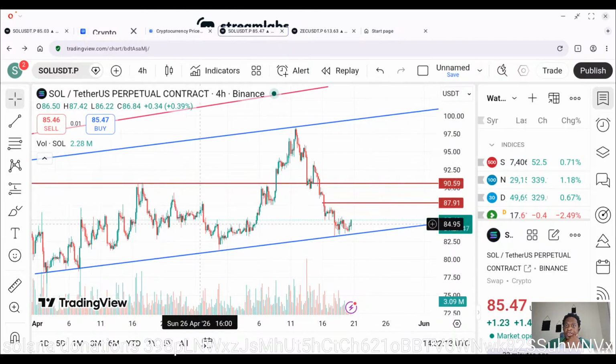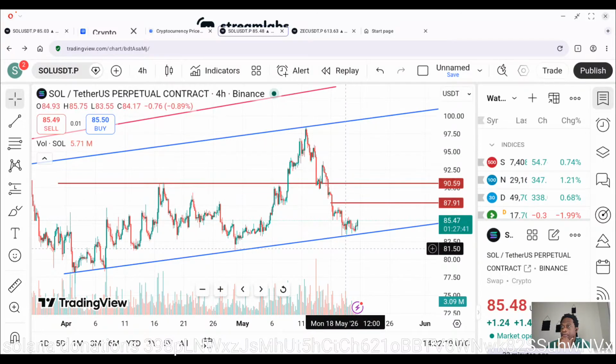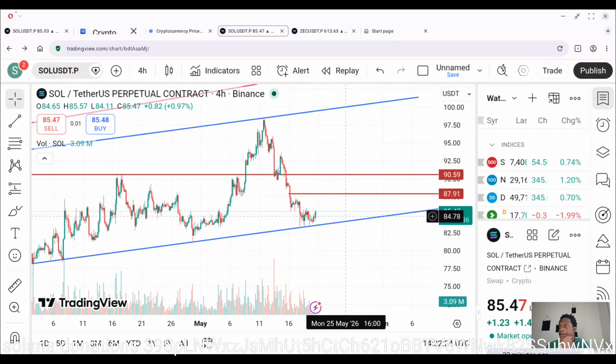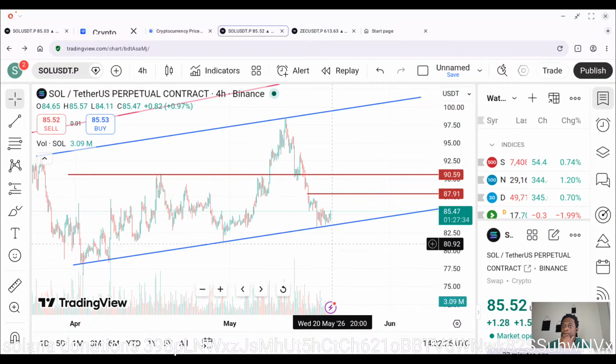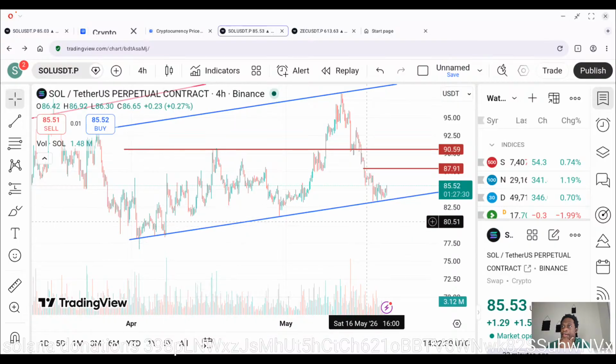So basically, here on Solana, we've touched at about $100 and we've obviously been going down. We are now currently at about $85. We've hit this trend line multiple times now, here and there and here.